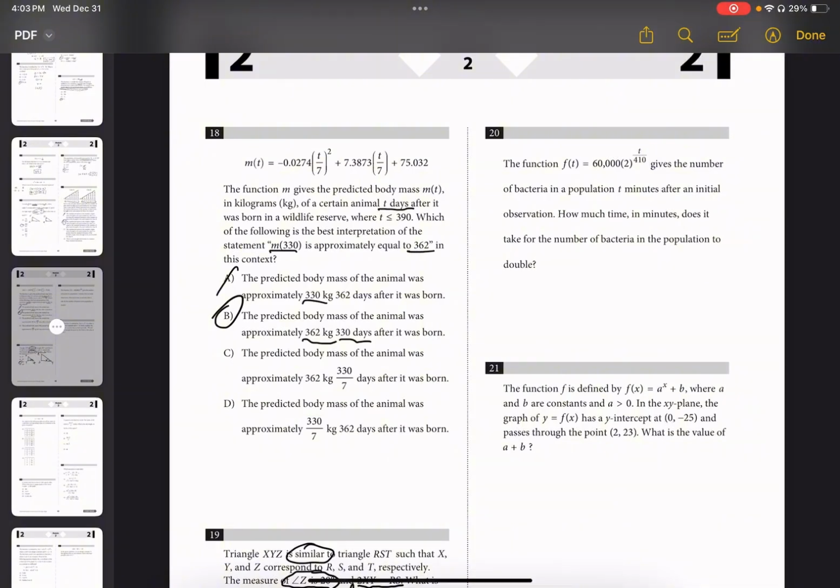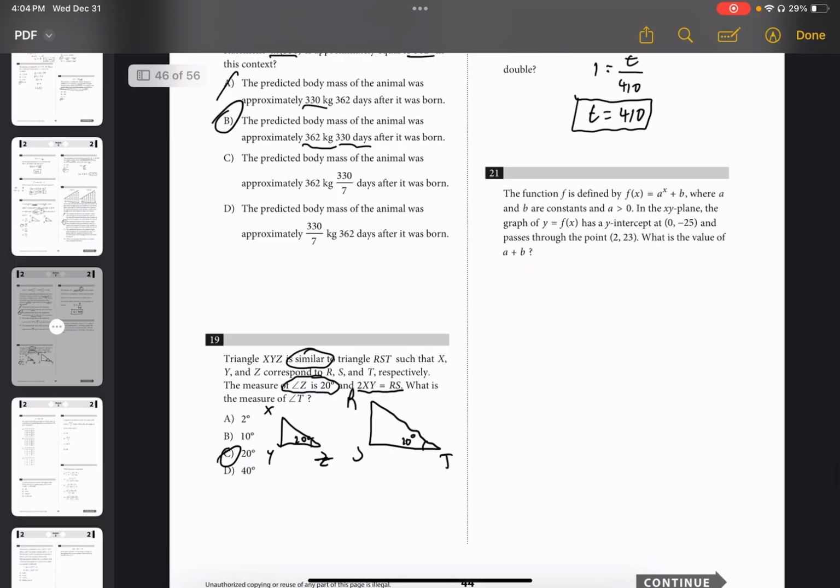Question 20, the function f of t is equal to 60,000 times 2 to the t over 410 gives the number of bacteria in a population t minutes after an initial observation. How much time in minutes does it take for the number of bacteria in the population to double? Well, if we want it to double, we need to have 2 to the power of 1, since 60,000 is the initial population, and to double it, we need to multiply it by 2. So the exponent is 1, and we set that equal to t over 410. So t is going to be equal to 410, and that's the amount of time it takes for the population to double.